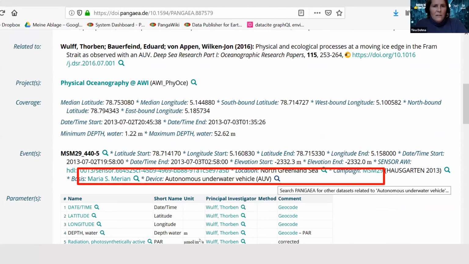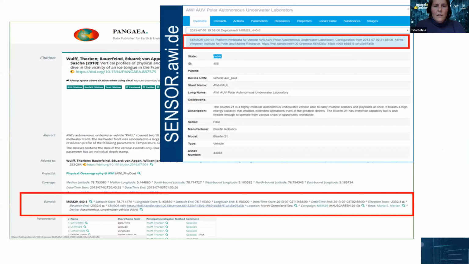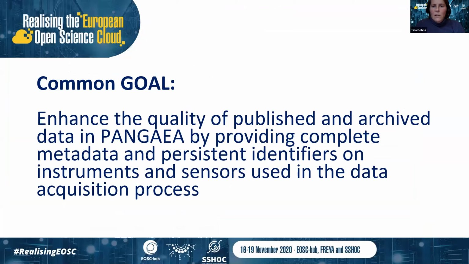And through the handle, you're then redirected to Sensor AVI, where you get a lot of information about this sensor itself and the description of the sensor and who's responsible for it and where it is and if it's deployed or not and things like this. So the common goal was to enhance the quality of published and archived data in PANGAEA by providing this complete metadata for the instruments and sensors that was used in the sampling.